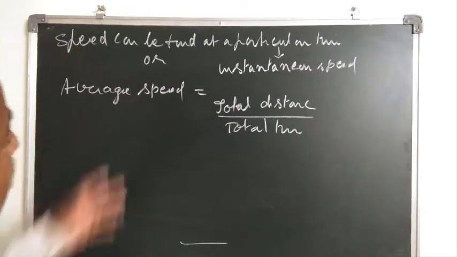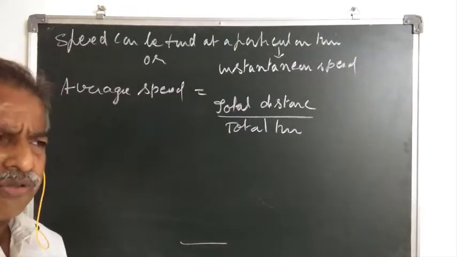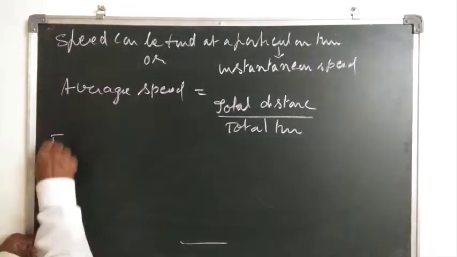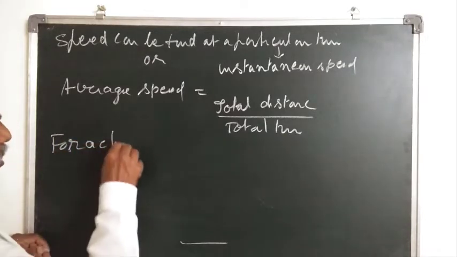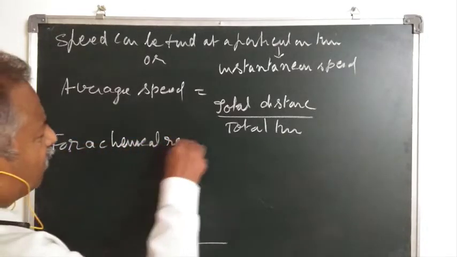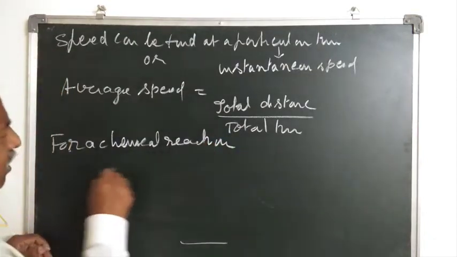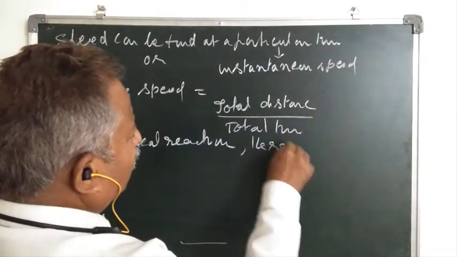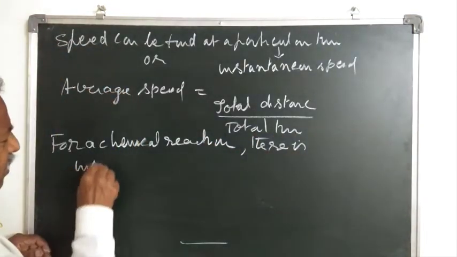Right. Similarly, for a chemical reaction also, there are two types of speeds. For a chemical reaction, there is instantaneous speed.